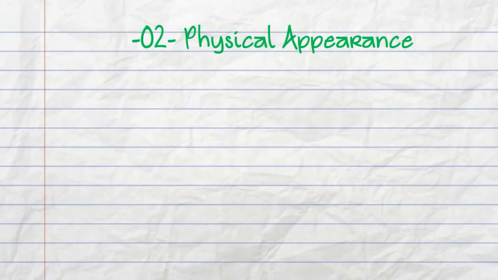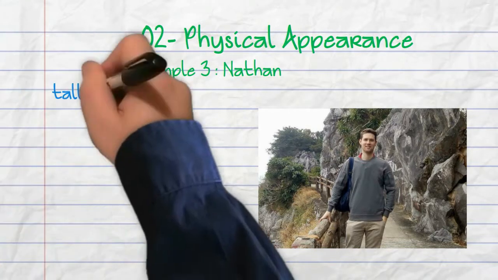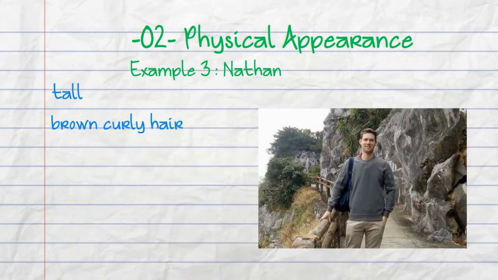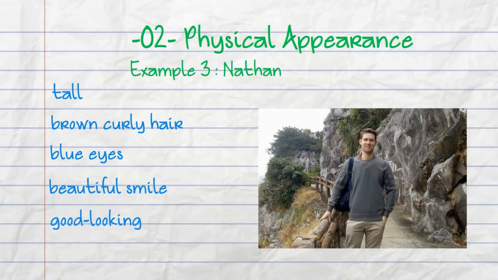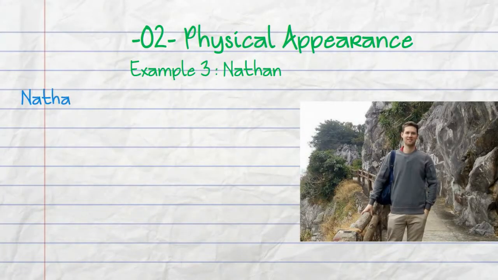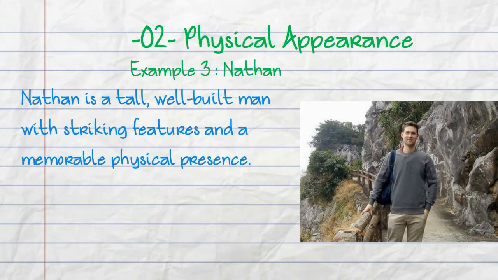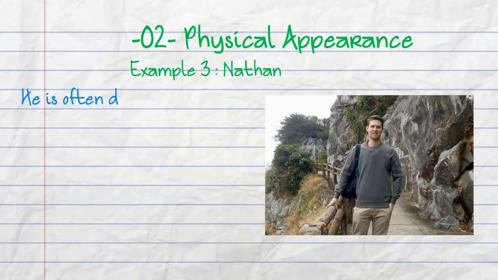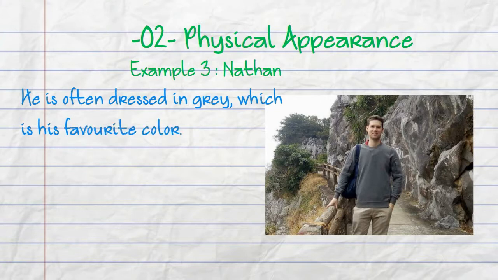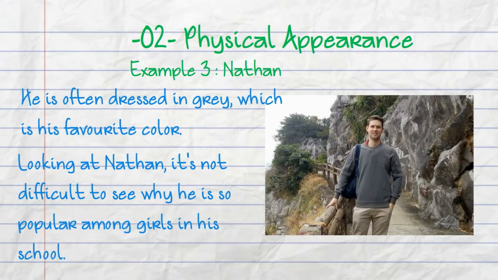What about this guy? From the picture, we can say that he's tall, he has brown curly hair, blue eyes, a beautiful smile, and good looking. You can say Nathan is a tall, well-built man with striking features and a memorable physical presence. He has gorgeous blue eyes, brown curly hair, and a beautiful smile. He's often dressed in grey, which is his favorite color. Looking at Nathan, it is not difficult to see why he is so popular among girls in his school.